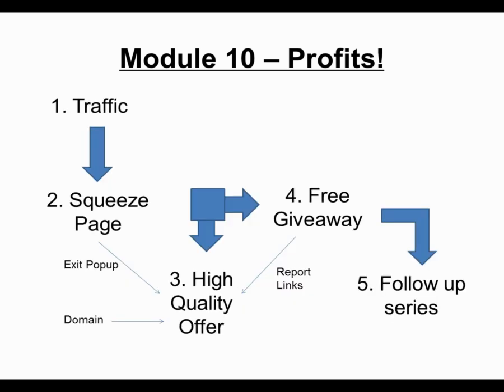So as you can see, this is the same graphic as I've shown a few times before. You're looking at getting your traffic coming into your squeeze page. You're looking at getting that 10 cent per click or less traffic coming that's highly targeted, and through your demographic targeting and also through your country targeting, you're looking at high quality leads coming into your squeeze page, being directed across to your high quality offer, your free giveaway, with all the links feeding back, your exit pop-up, your domain, your report, all feeding back into that offer to get them onto your follow-up series.